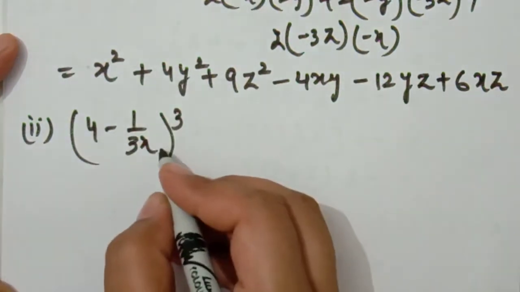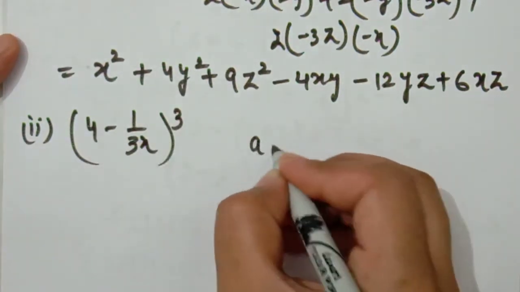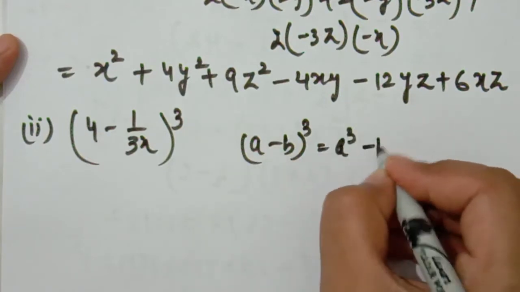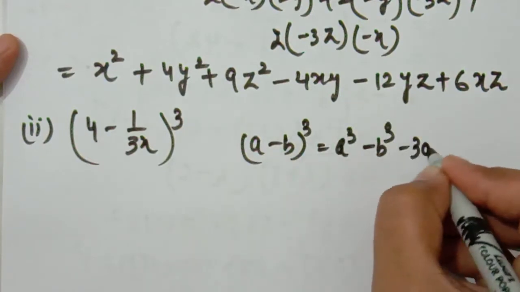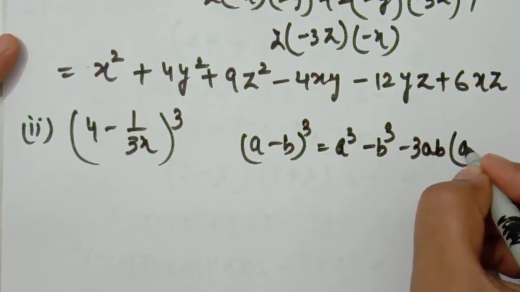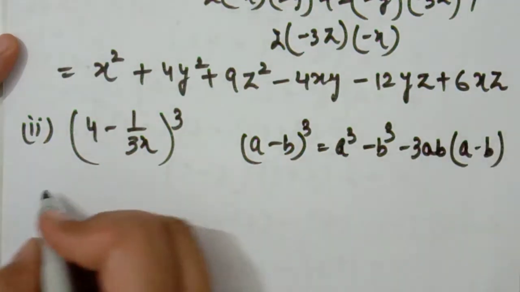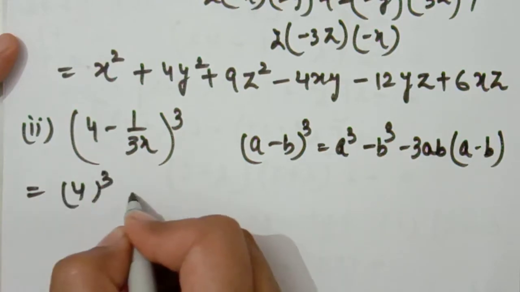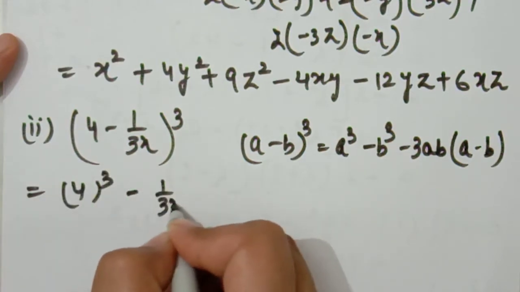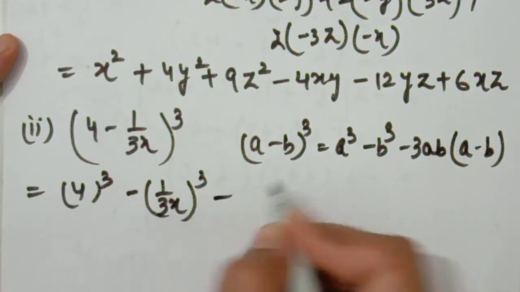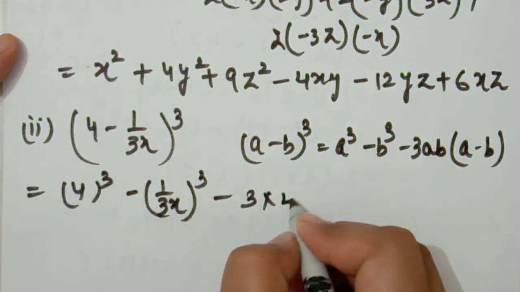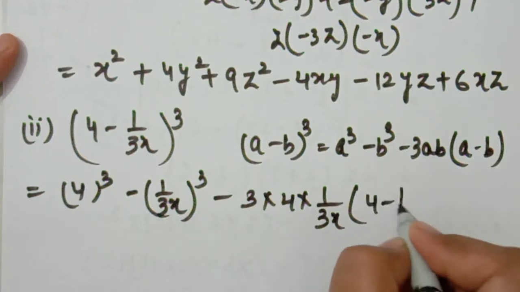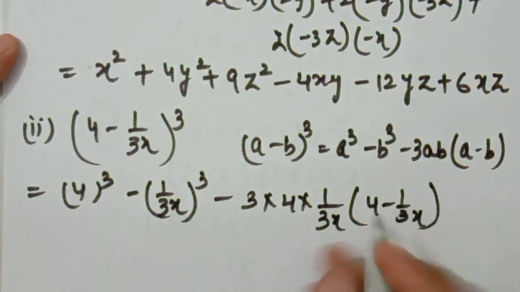Now we know it very well, the identity which one is here, a minus b whole cube, which is a cube minus b cube minus 3ab and a minus b. Now we will put the values according to this identity. A cube minus b cube minus 3 into a into b and a minus b.